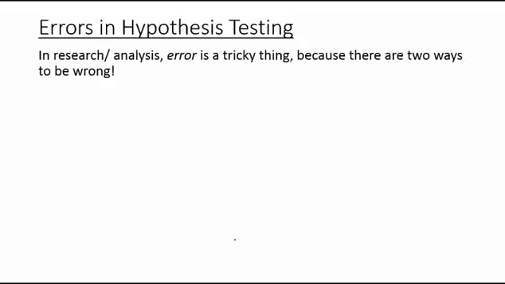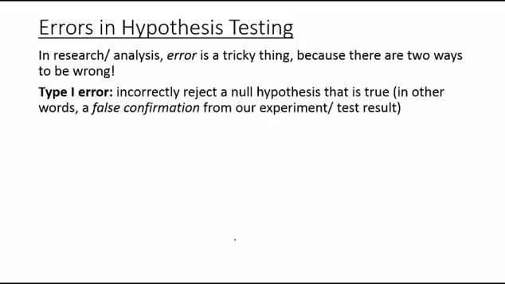Okay. In research, error is a tricky thing. We need to be really careful about it because there's two ways to be wrong. It's not just you're right or you're wrong. There's multiple ways to be wrong, and we refer to these as type 1 and type 2 error. In type 1 error, what we're doing is incorrectly rejecting a null hypothesis that is true. To put it in plain language, what we've got is a false confirmation from our experiment.